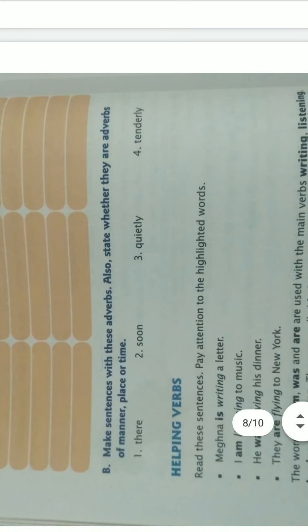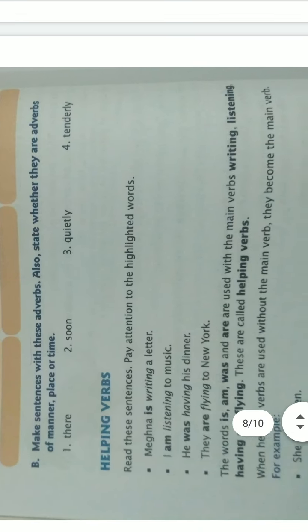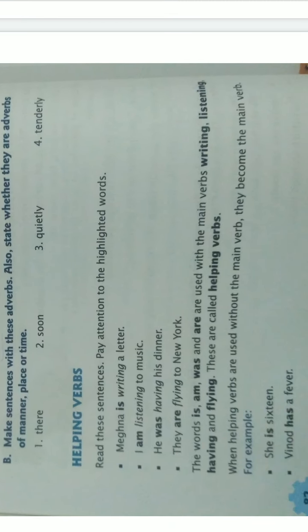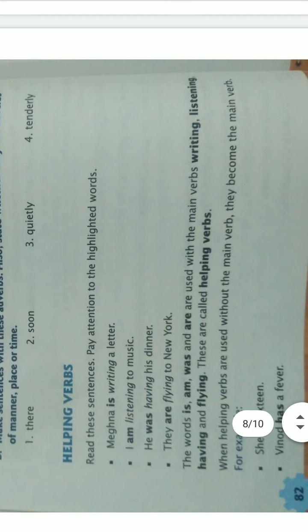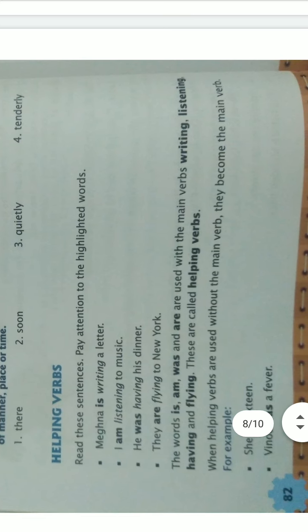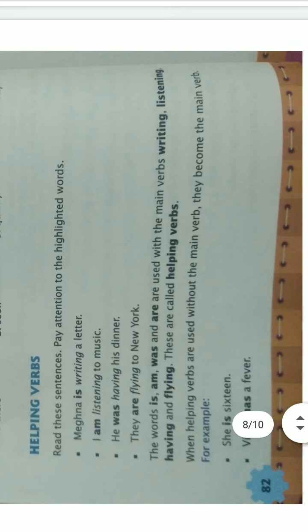Now we will learn about the helping verbs. Students, we have already learned about the helping verbs. Whenever we use a sentence in the present continuous form, particularly when we describe that we are doing some action, we use some words that are called helping verbs, like is, am, are. Pay attention to the highlighted words in the sentences. Meghna is writing a letter. I am listening to music. He was having his dinner. They are flying to New York.